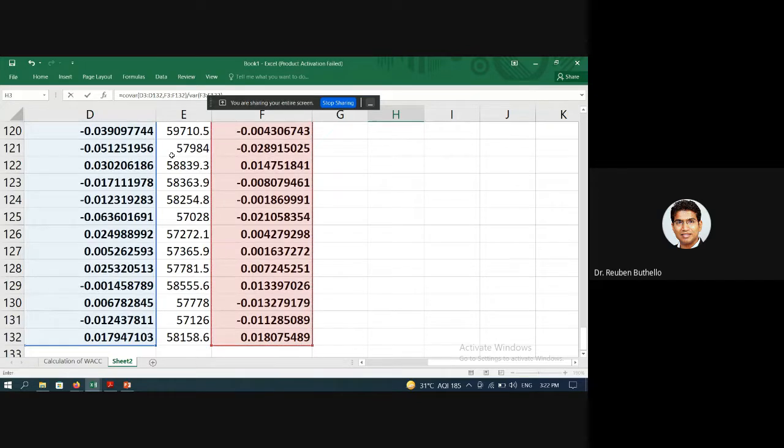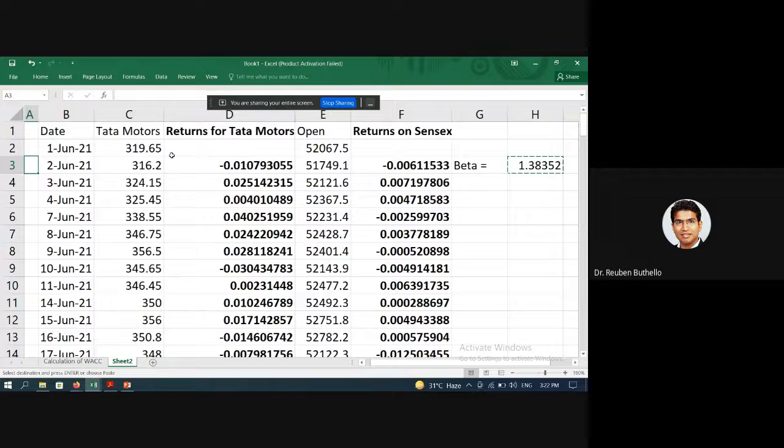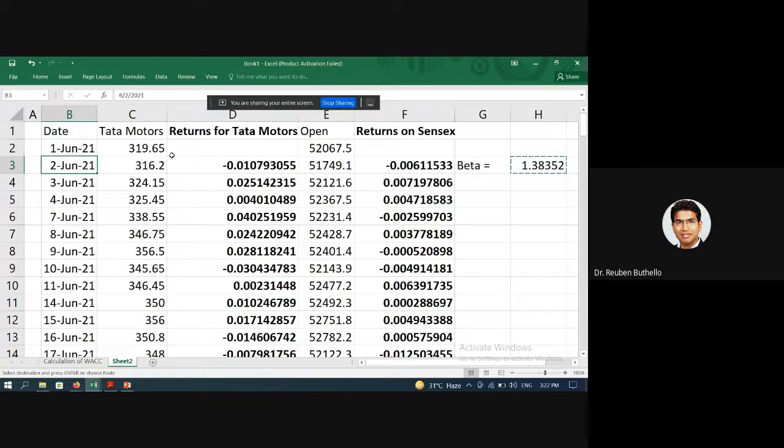Okay. So I get my beta as how much? 1.38. Clear? Has everyone understood till now? Guys, any help required till now? Was it clear? I will assume this is clear till now.